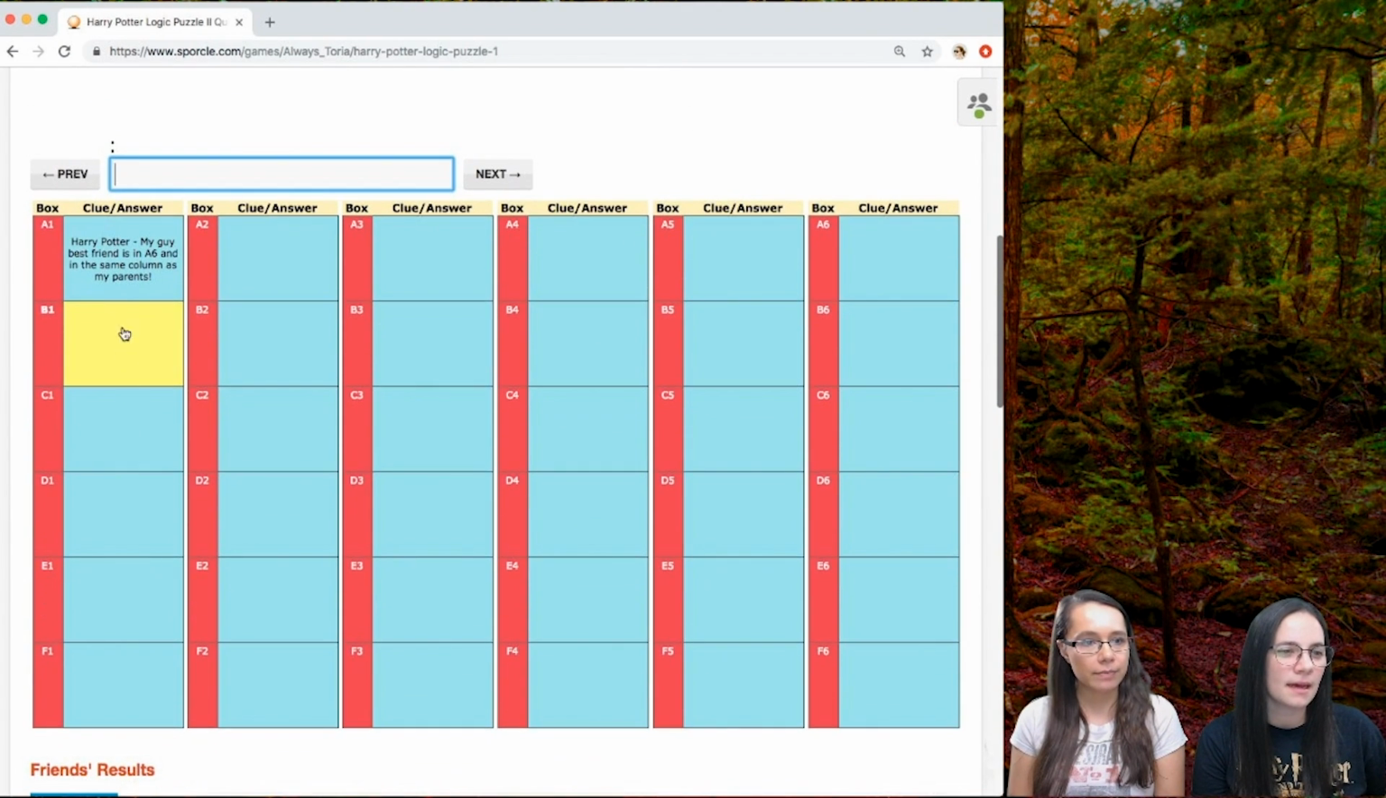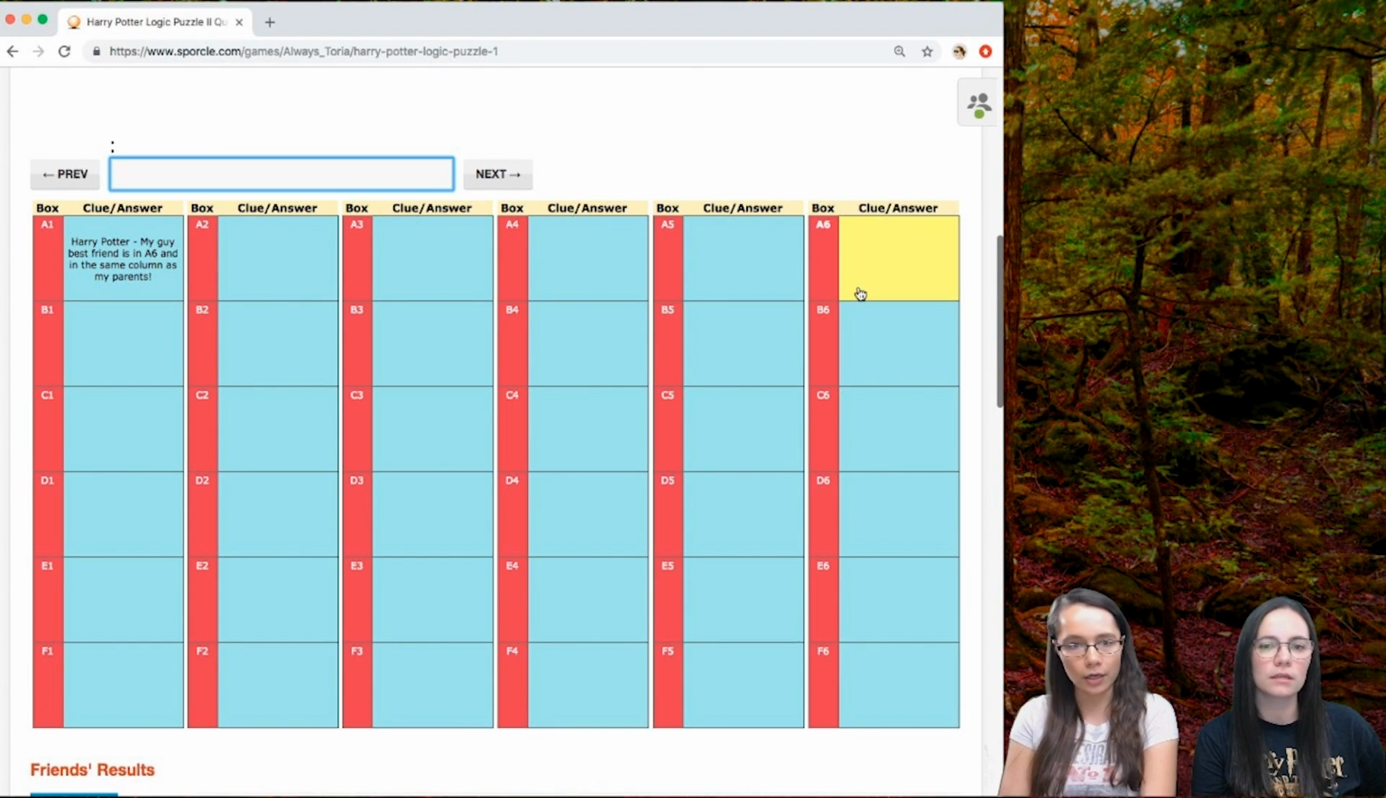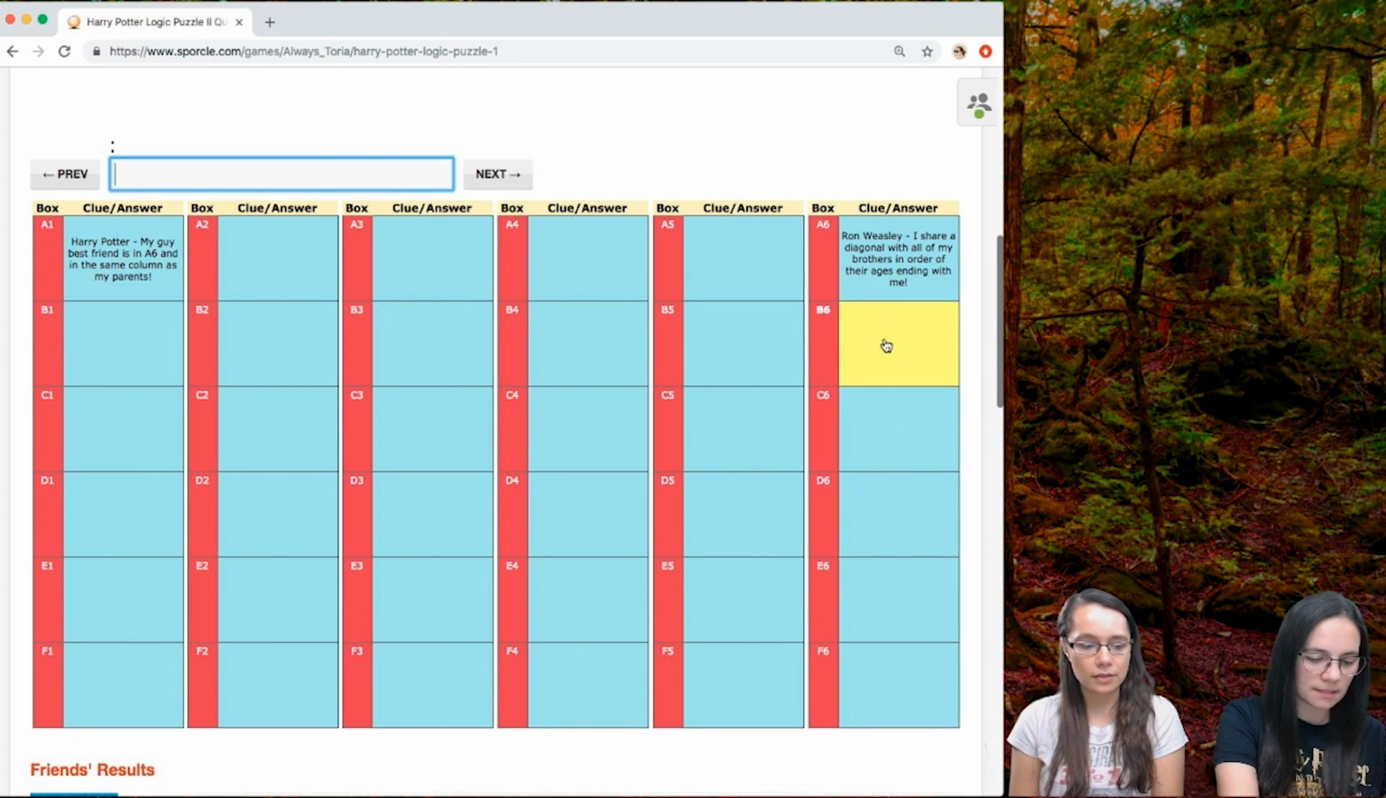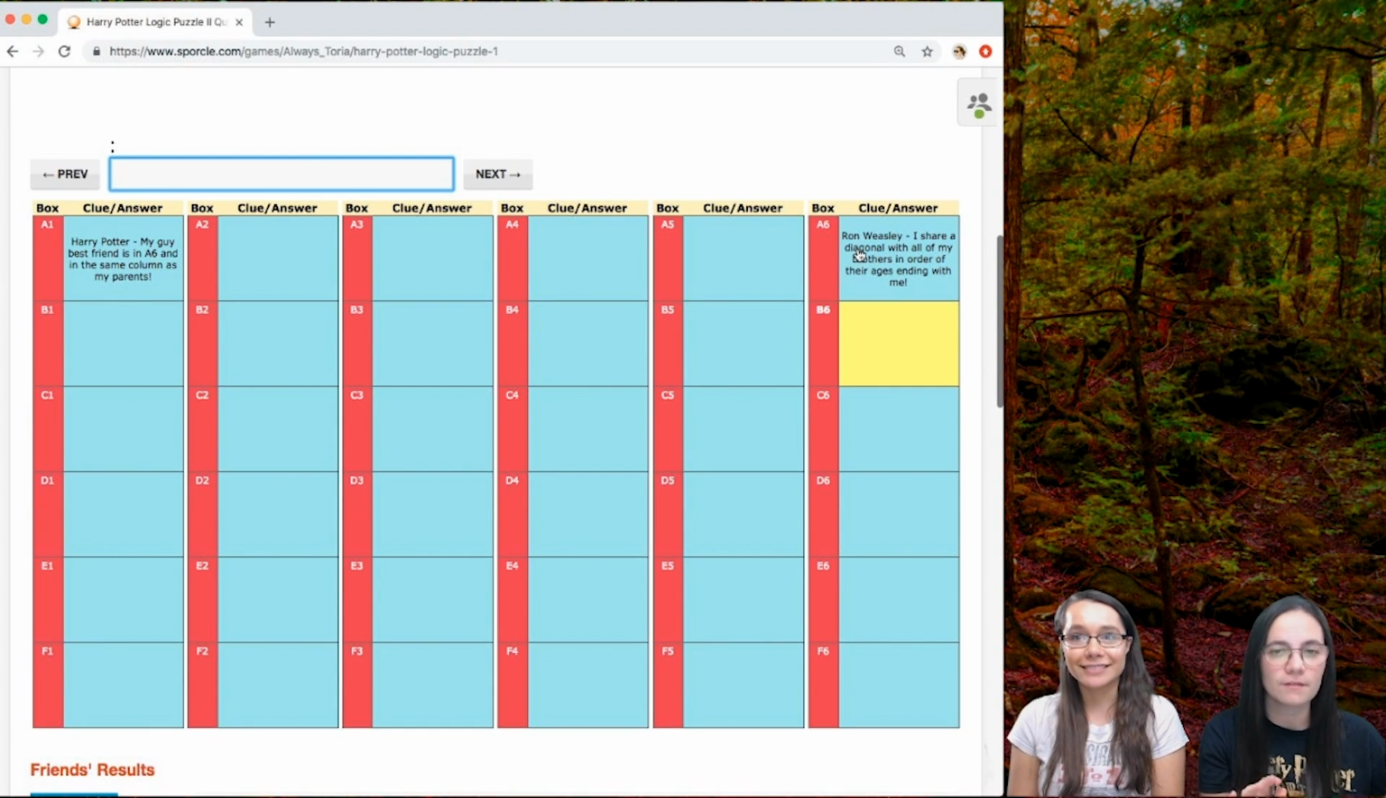Harry Potter: my guy best friend is in A6. That would be Ron Weasley. And in the same column as my parents. That means that N6 equals James and Lily. Writing this down. Got my pen and paper. I have to show that off.